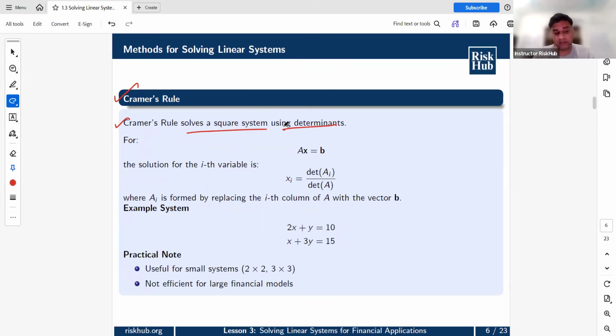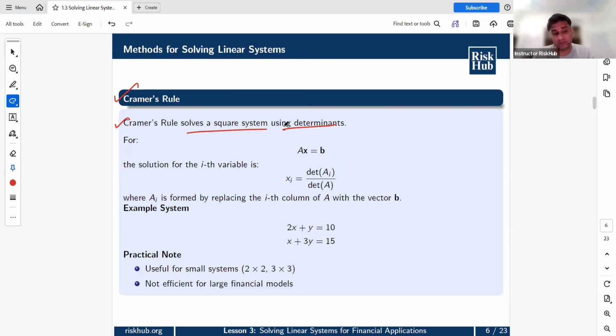Determinant measures your volume scaling. Determinant measures your invertibility, your linear dependence. If determinant is equal to zero, the system collapses dimensionally. Geometrically, planes kind of overlap. Financially, constraints become kind of redundant, right?